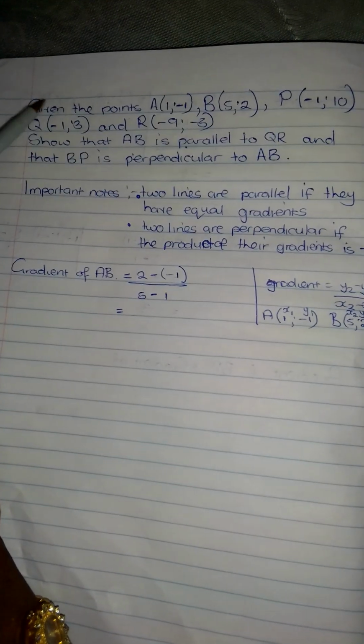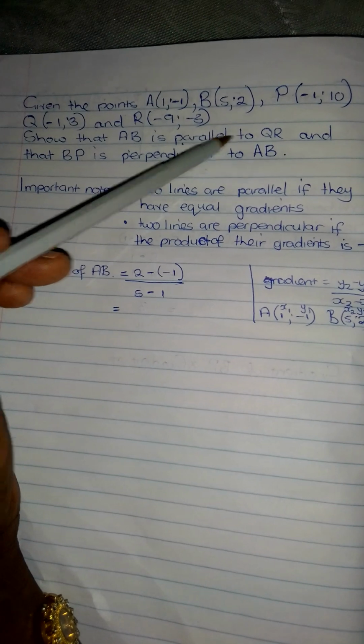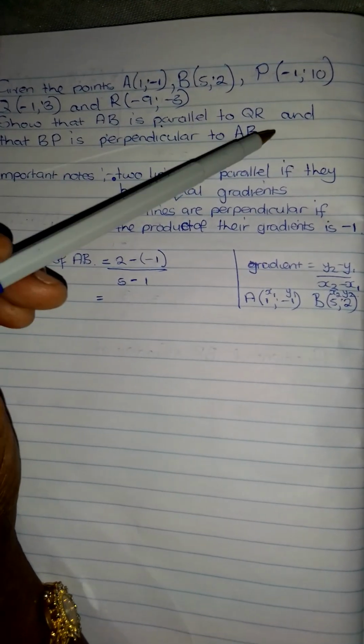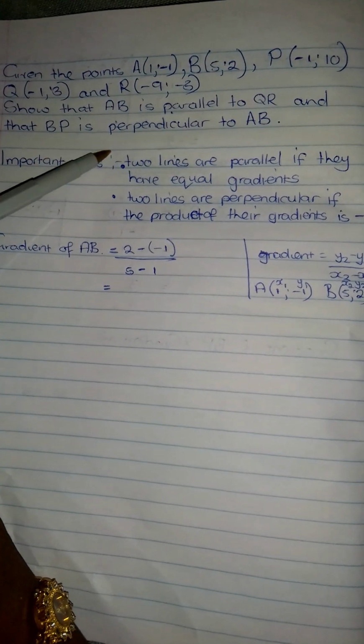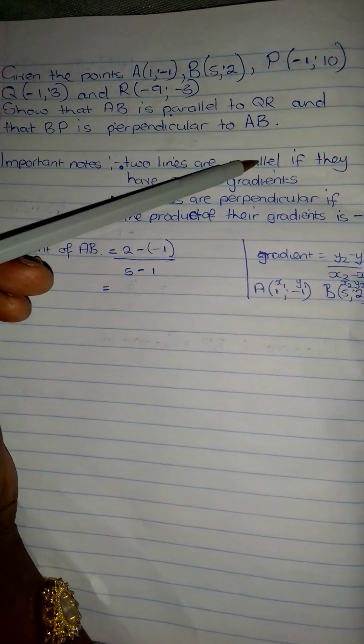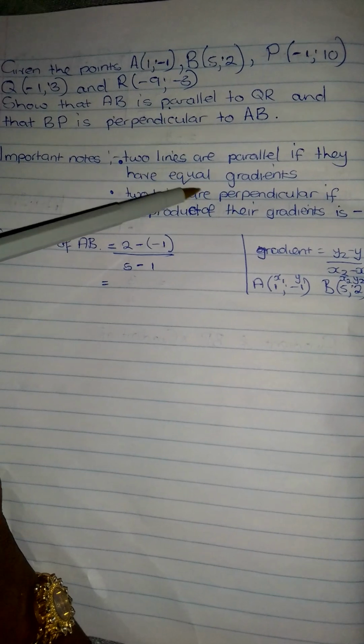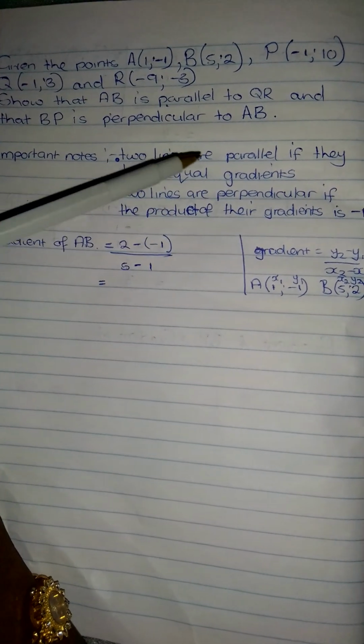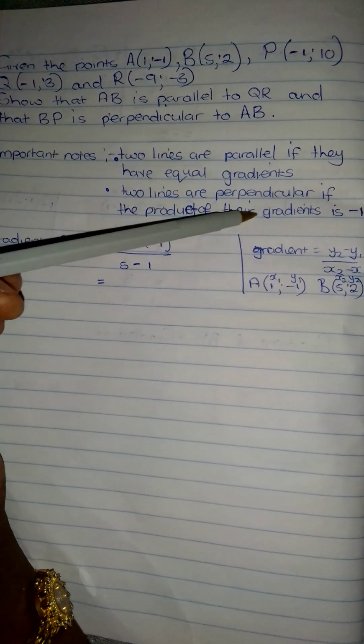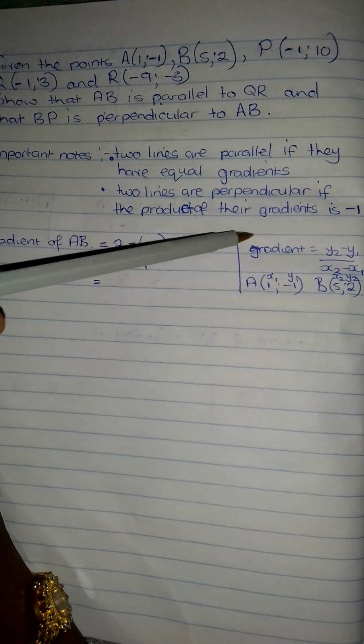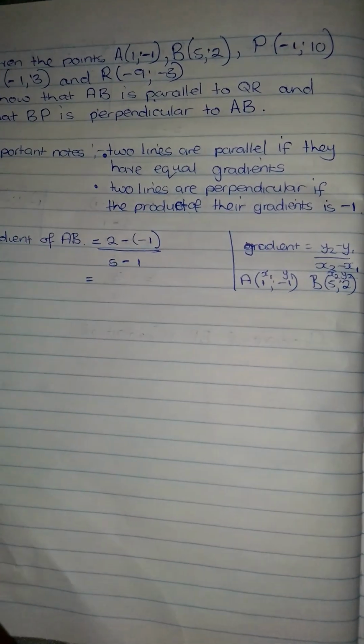We have a question: given the points A, B, P, Q and R, show that AB is parallel to QR and that BP is perpendicular to AB. We have important notes. Two lines are parallel if they have equal gradients, and two lines are perpendicular if the product of their gradients is -1.